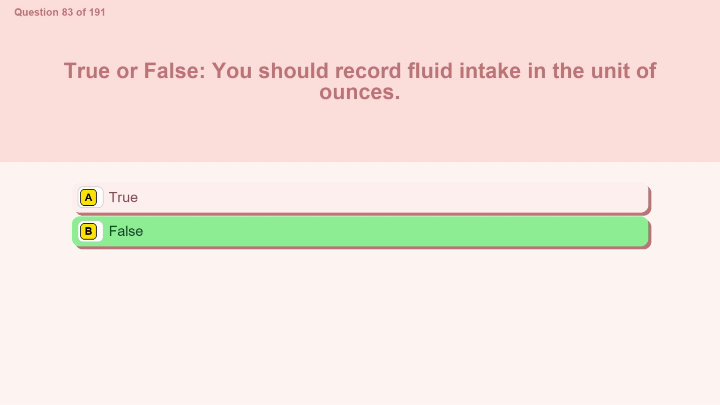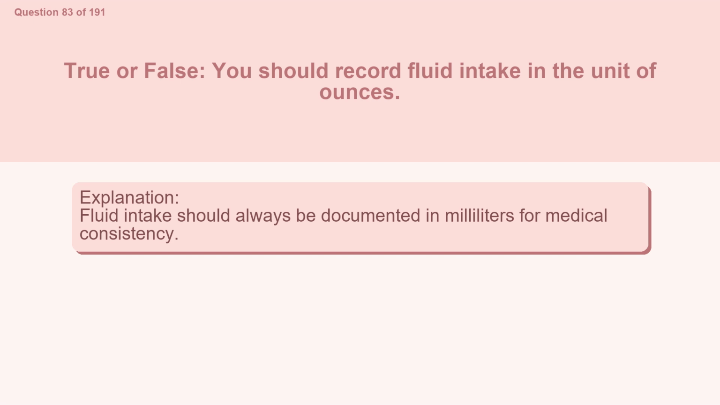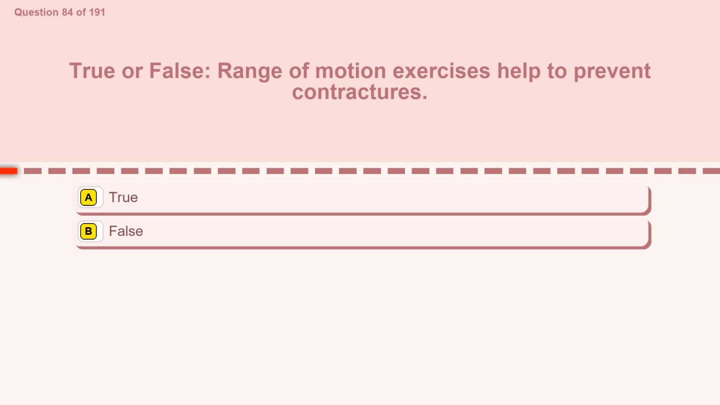The correct answer is option B, false. Fluid intake should always be documented in milliliters for medical consistency. Question 84. True or false, range of motion exercises help to prevent contractures. Option A, true. Option B, false.